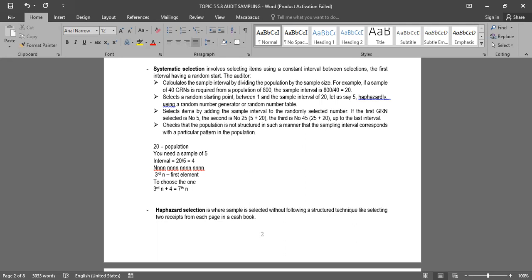Then choose the next. Now to choose the other sample elements, remember I need 5. So to choose the second element of the sample, I get the 7th. Then choose the third element of the sample.